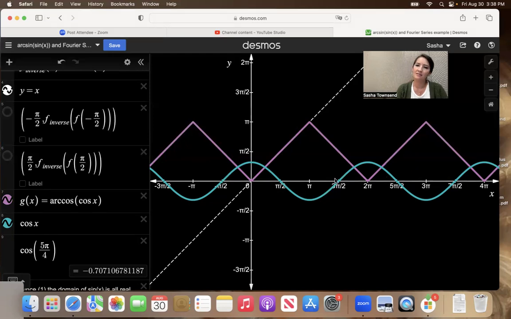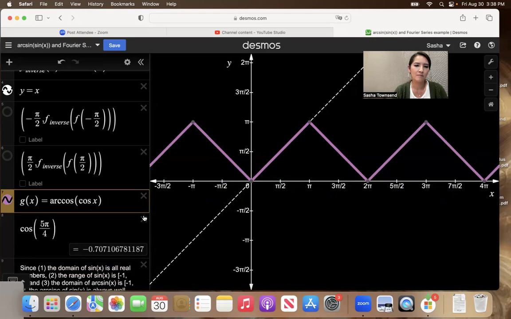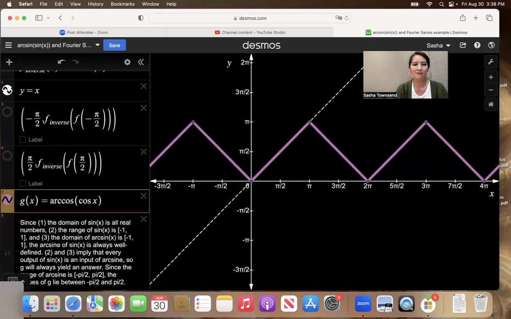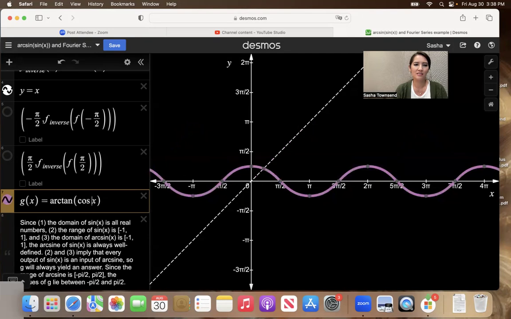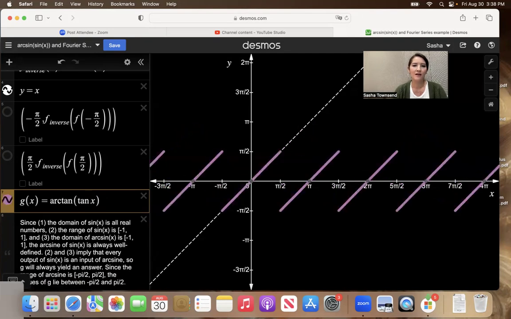And that's because the arc cosine of a positive number is between 0 and pi over 2, and the arc cosine of a negative number is between pi over 2 and pi. So that's what arc cosine looks like. I'm not going to go through all of this for every single function, but I just wanted to give you a sense of what they all look like. Arctangent of tangent of x looks like that. That's kind of cool. It looks like y equals x on the interval from negative pi over 2 to pi over 2, and then it repeats.